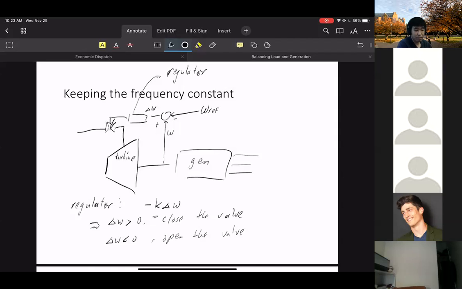The omega reference is a hard coded number, 2 pi 60. So how do we calculate the delta omega? You measure it. You have a turbine that's spinning at some rate, and you have a sensor that measures the rate of the spin. So the delta omega is the turbine speed minus the 60 hertz.